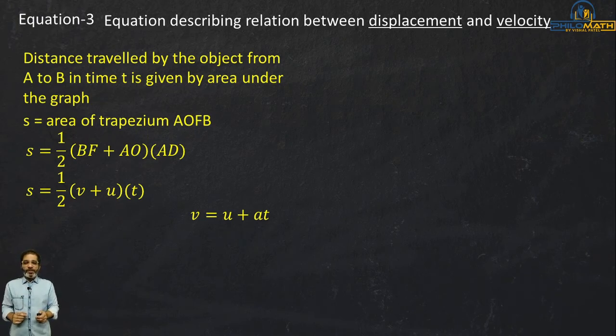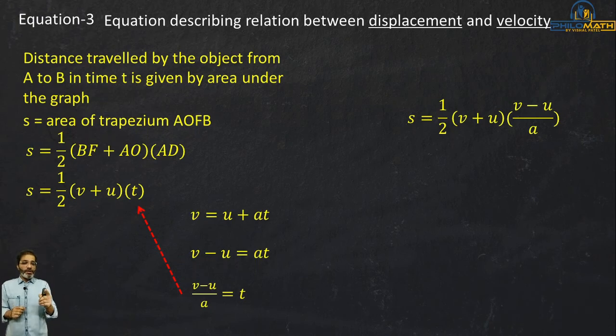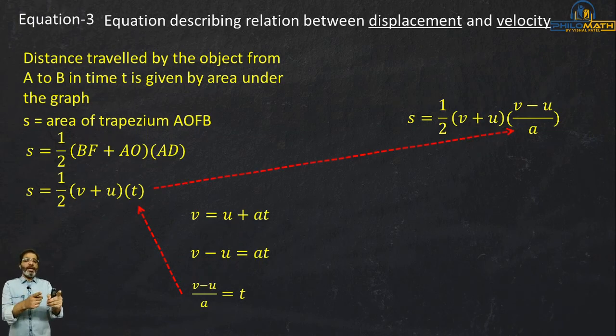How? Let's see. First step, I'm shifting U to the left hand side, so I get V minus U equals AT. The next step, I'm going to shift A, so I get V minus U upon A equals T. So I got the value of T. This value of T I'm going to substitute in the equation we found. So in the next step, S equals half V plus U bracket V minus U upon A. How did we get V minus U upon A? We substituted the value of T over there.